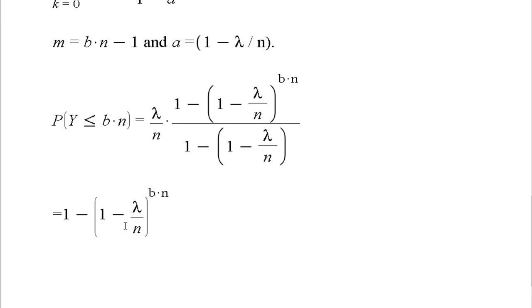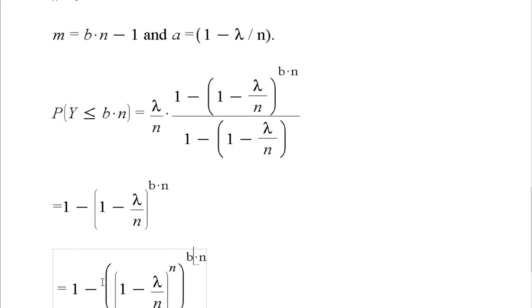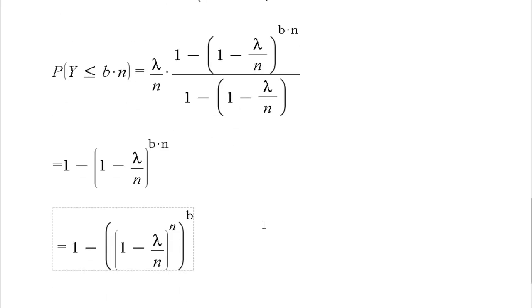Okay. Now I'm going to think of this as a double exponent. I want the parentheses here and here. If I have a power of b times n, then I could first raise it to the power n and then raise it to the power of b. And since when we have a power raised to a power we multiply, this will be the same thing as what was up here. Now why do I want to do that?